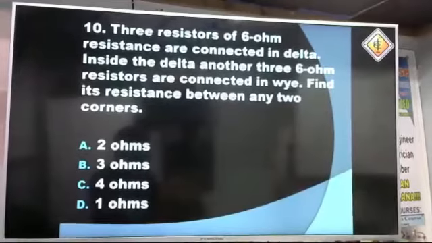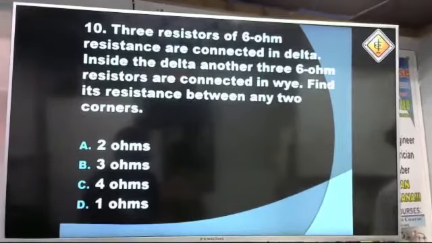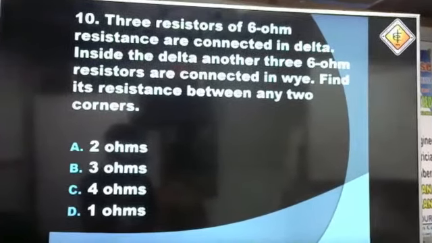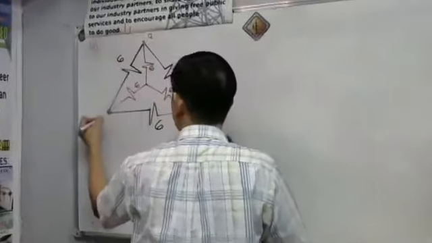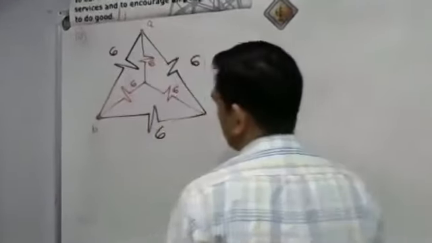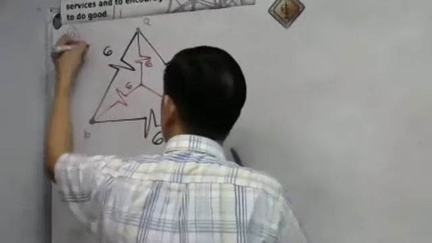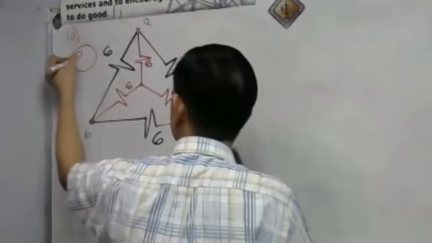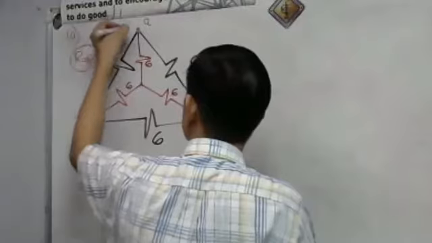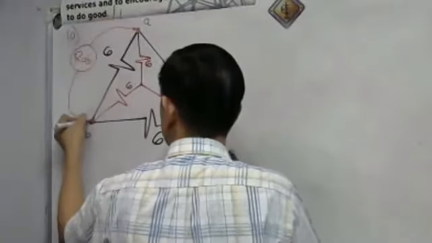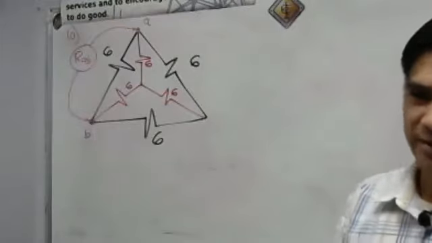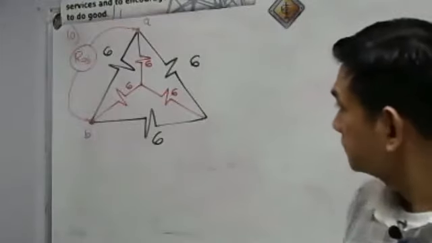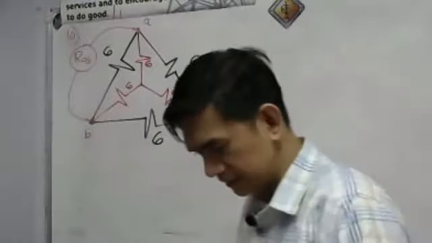Any 2 corners. So, let us assume that this is point A and point B. Let us say we have an ohmmeter here that will measure our RAB. What is the value of this ohmmeter, the measured value? Take a look here, guys.